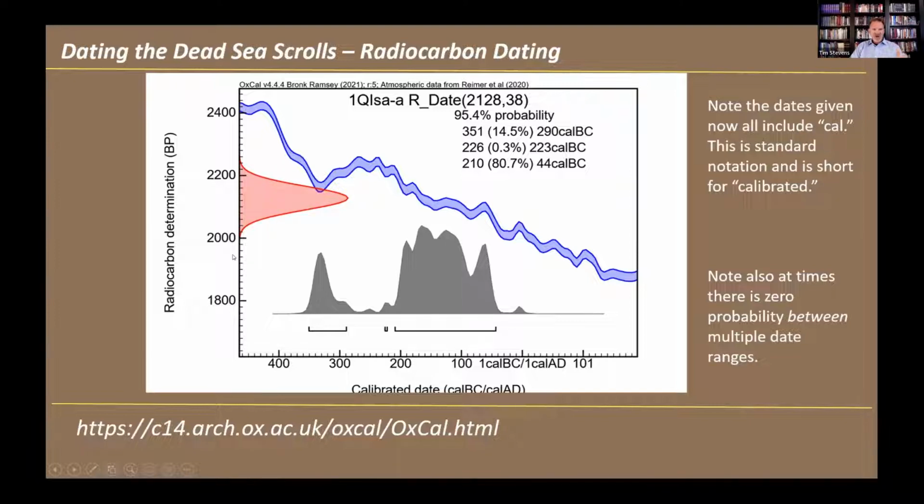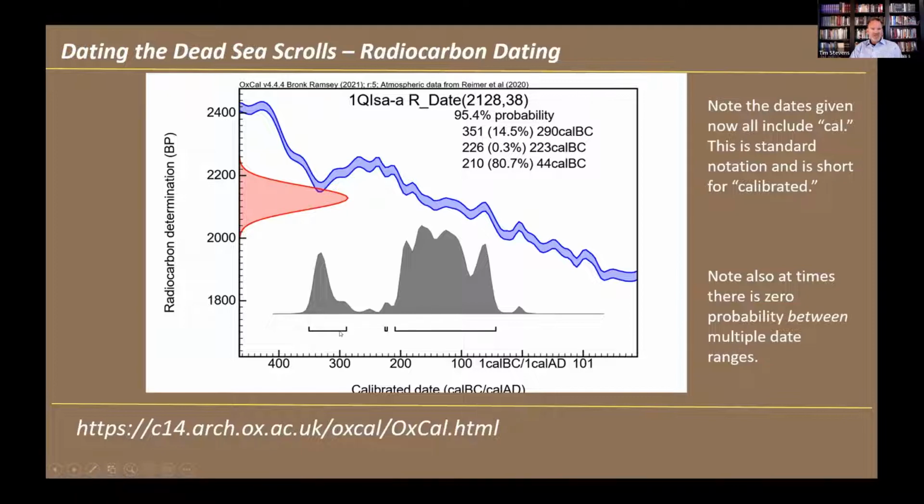And so now we get this bell curve because that plus or minus is our standard deviation. This blue line represents the calibration curve and how the levels of carbon-14 in the environment have changed over time. And this is effectively the correction factor. And then the ranges along the x-axis correspond to calendar dates that could produce the amount of carbon-14 that remains in the sample.